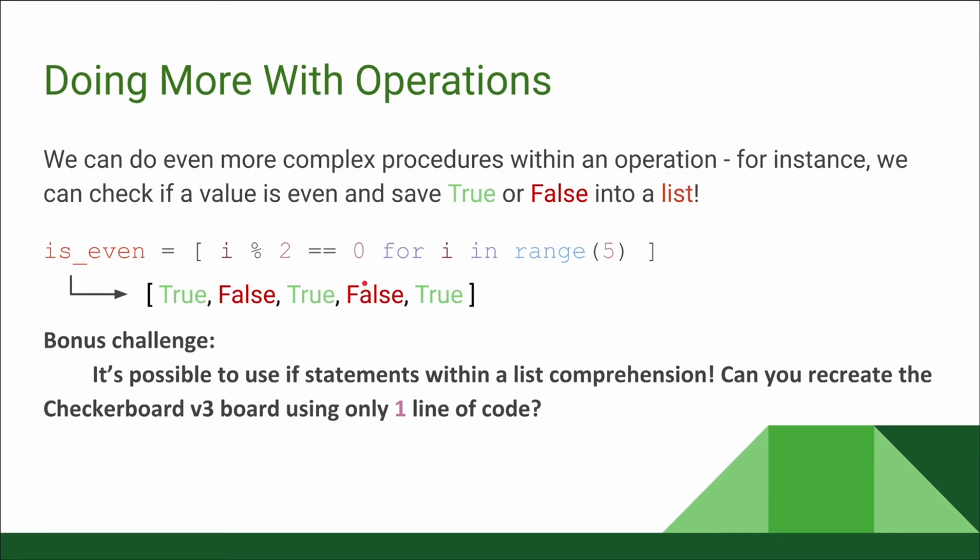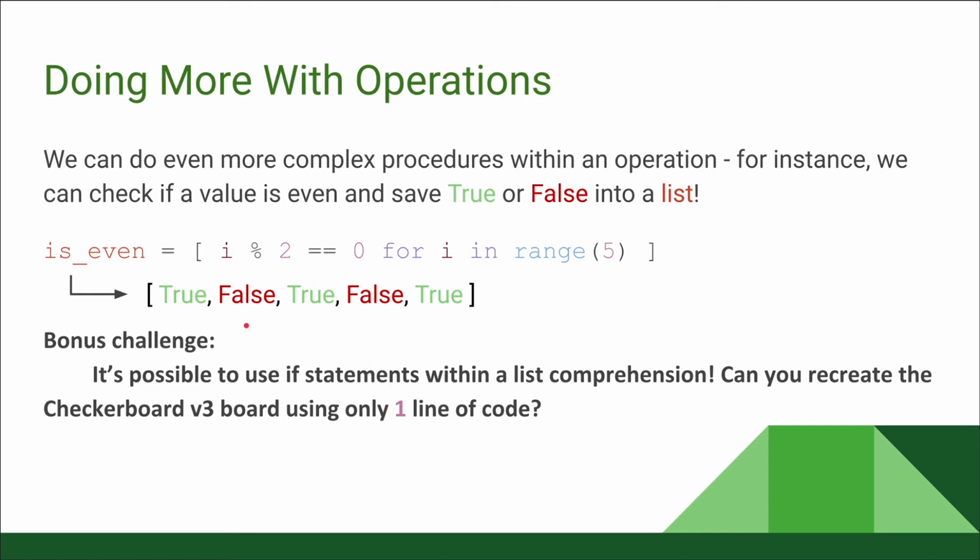This is going to give us true or false. It's going to equal true or false when it finishes running. So for each of the values i in range 5, we're going to check, is this number even? So when i is 0, 0 divided by 2 has no remainder. That's true. 1 divided by 2 is not even, so that's false, and so on and so forth.